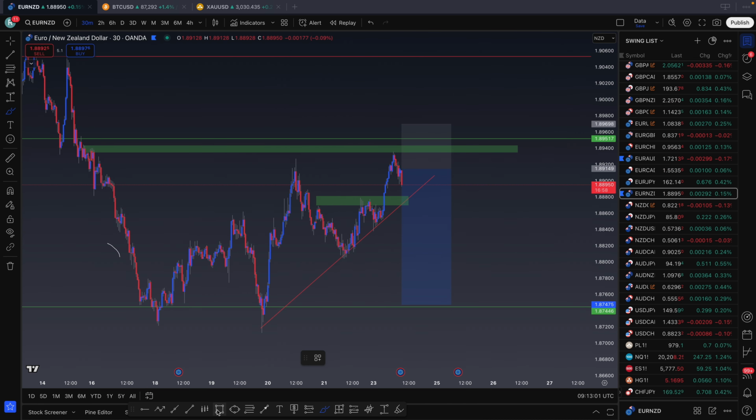As you can see, we were creating a trend line right here through the downside. We broke it up, so also trend line buyers were buying this price. So there's a lot of stop losses basically through to the downside for this Euro NZD price action right there.